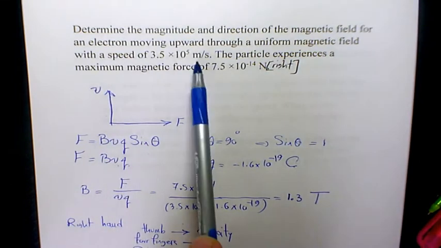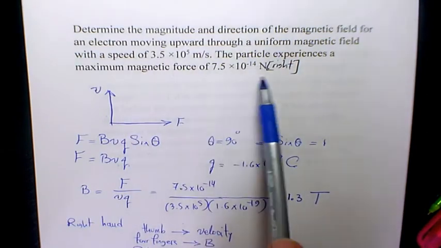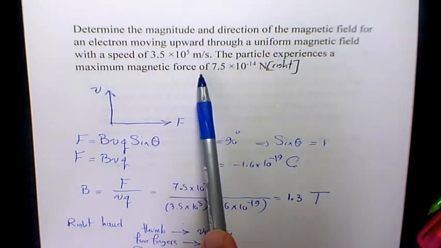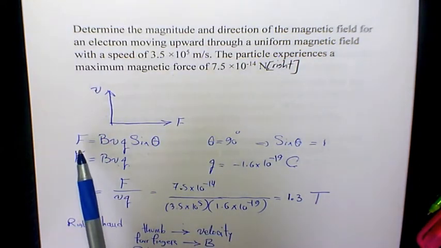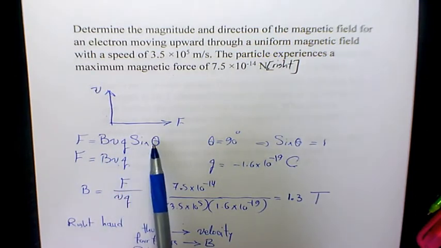Velocity is going upward, as you see here, and the force is going toward the right, and we are dealing with a maximum magnetic force. The formula that relates magnetic force to magnetic field strength is F equals B times V times Q times sine theta.